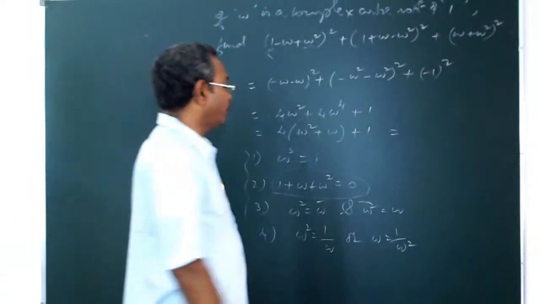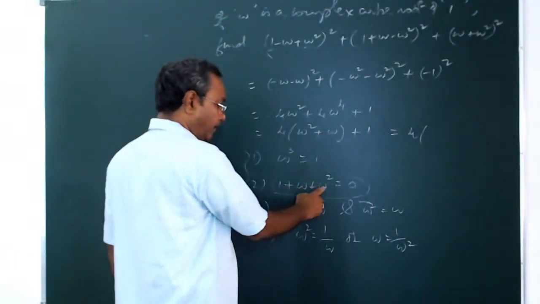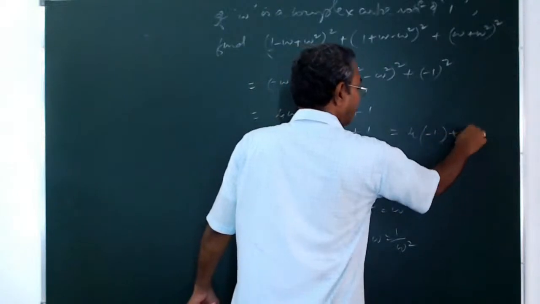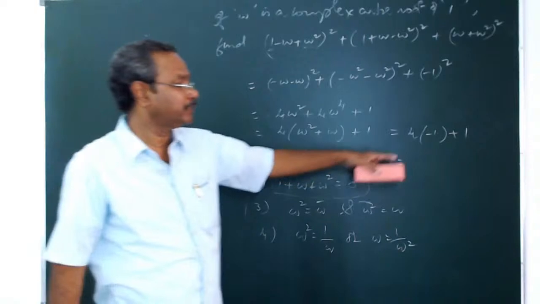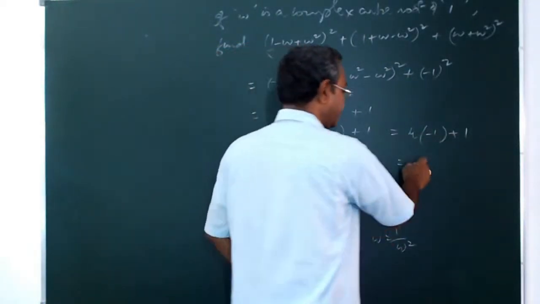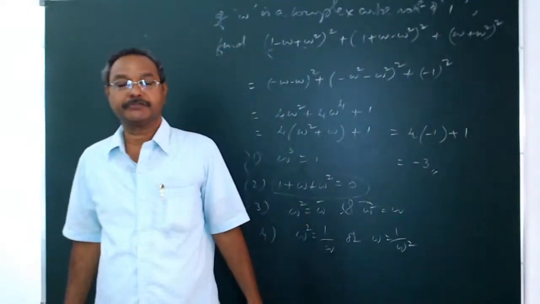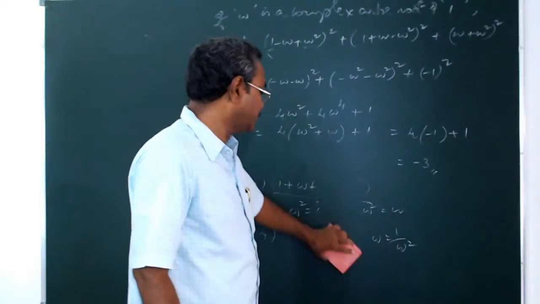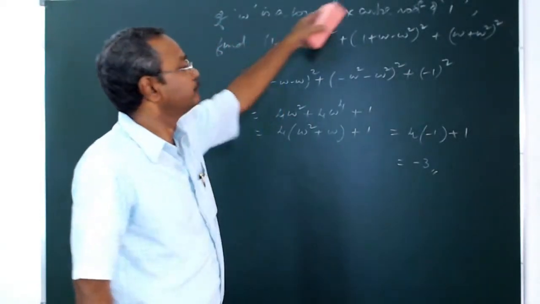And this is 4 times omega square plus omega. Omega square plus omega is minus 1, plus 1. So on simplification, this becomes minus 4 plus 1, that is minus 3. Just answer. Okay, this is the way such problems can be solved, which involve this omega.